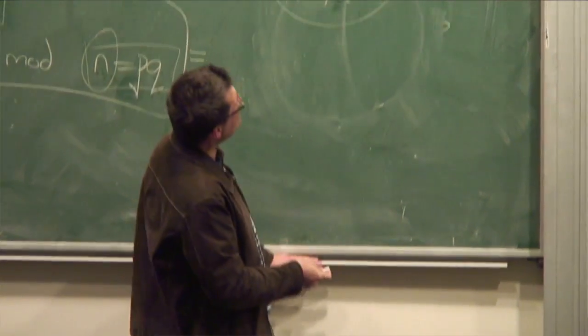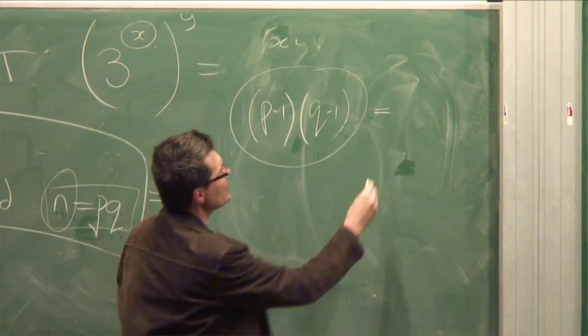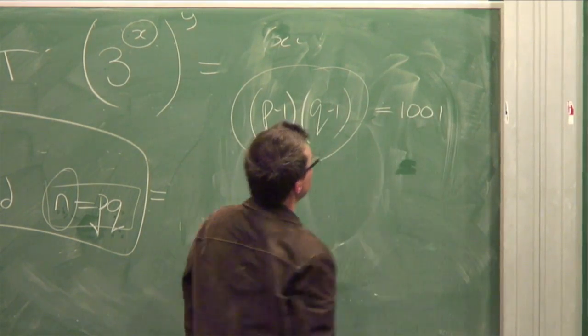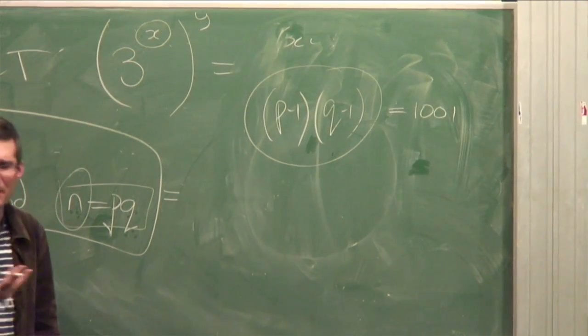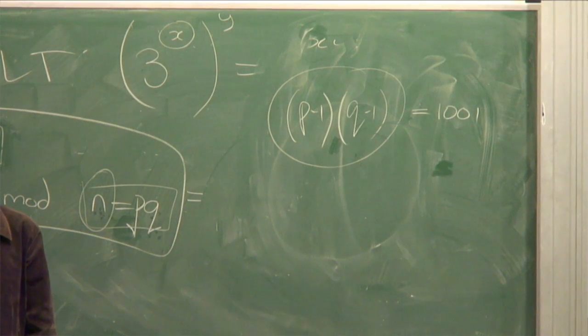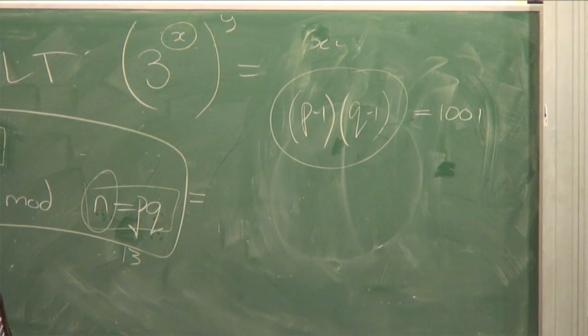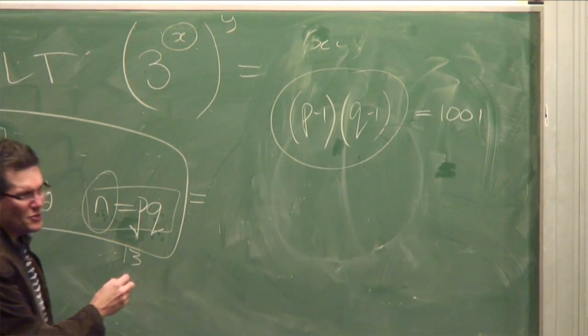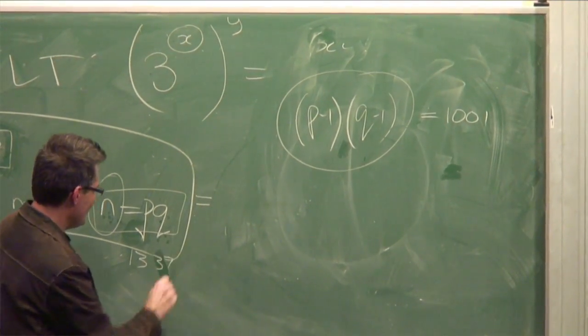This number here, let's just pick a number to make it concrete. Suppose that was 1001. So, well, no, actually, let's pick a real P and a real Q. What's a real prime number that's like 2 digits long? 13. What's another one that's 2 digits long? 37?